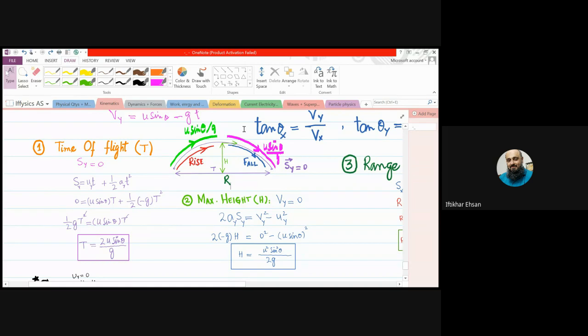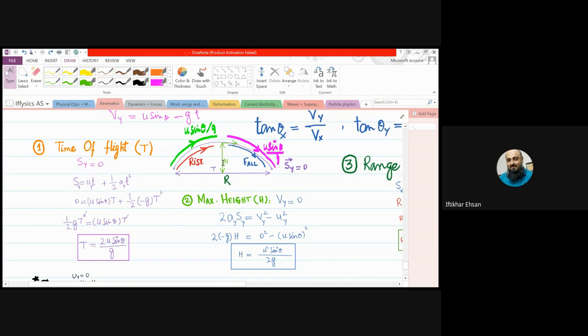When you add both of them, that gives you the time for the whole journey, the sum of these two values. Right, Shamas? Is it clear? Yeah. And the next derivation is maximum height.